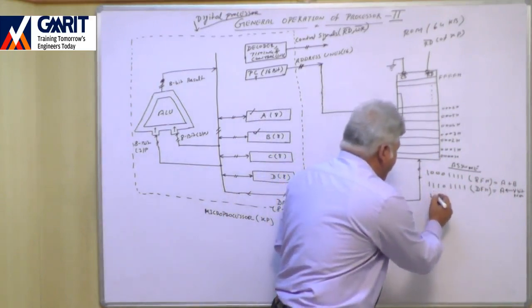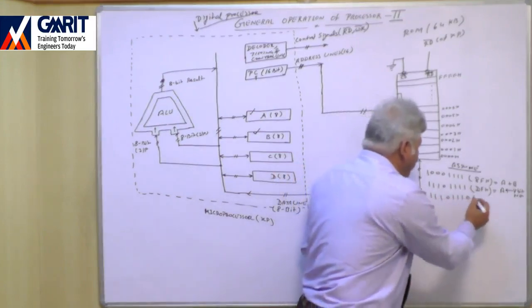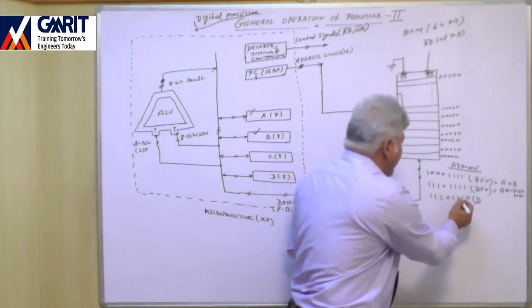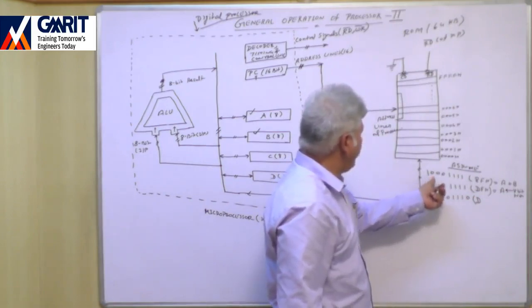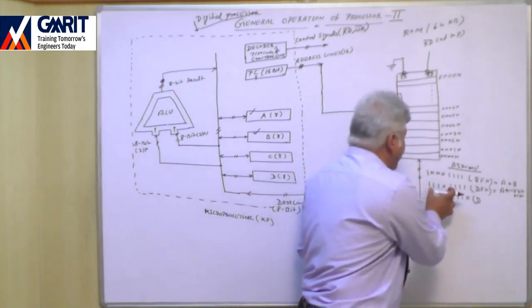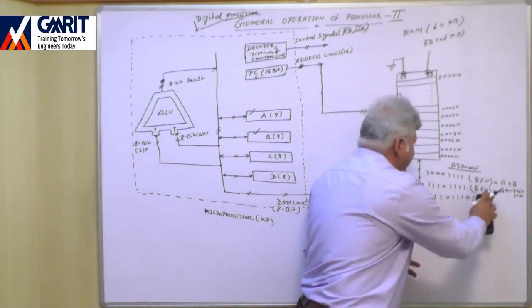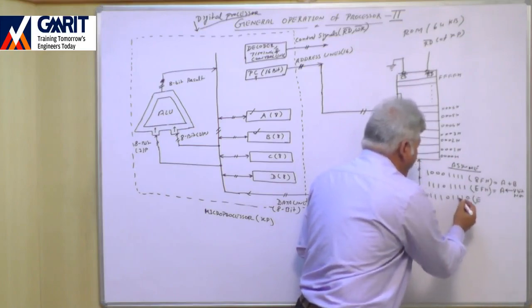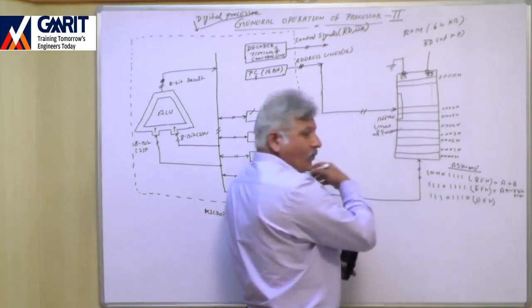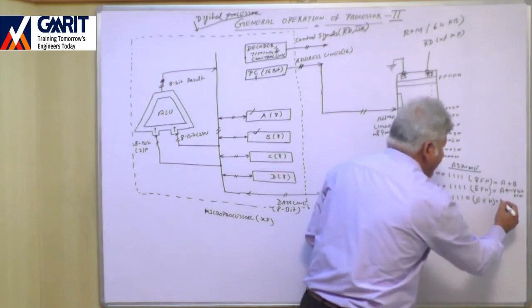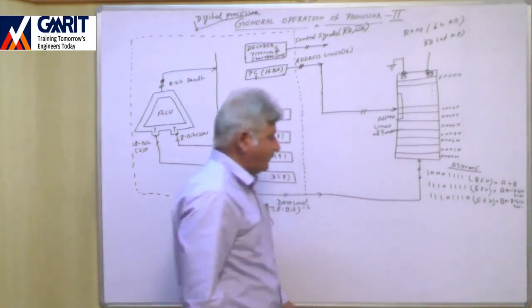Now another binary pattern, 1110 1111. What is the meaning of this? Wait a minute. 1110 is not D. This is F, and this is E. So 1110 is E. Right? And let us assume when this pattern enters this processor, then it will bring some 8-bit number into the B register.